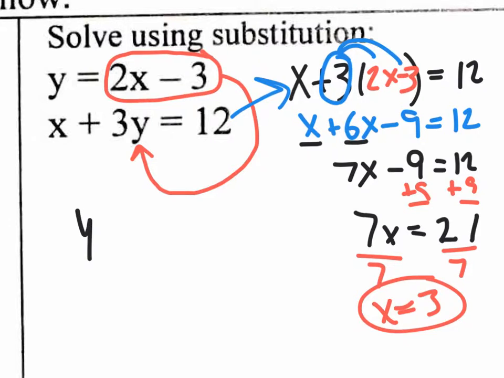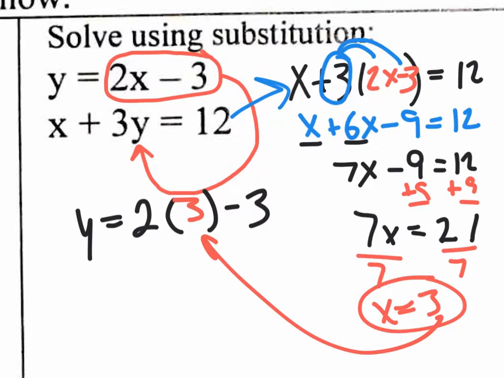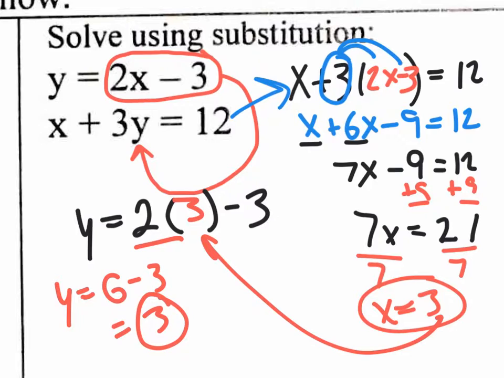On the top one, you have y equals 2x, but instead of x, I'm going to put in that 3, minus 3 at the very end, right? y equals 2 times (3) minus 3. So we're going to take this 3 right here and plug it in right there. This is going to be a 3 right there. So what we really have is y equals 6 minus 3, because 2 times 3 is 6. And 6 minus 3 equals 3. So the y value is 3, the x value is 3.